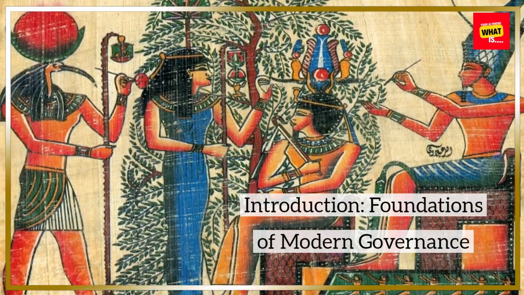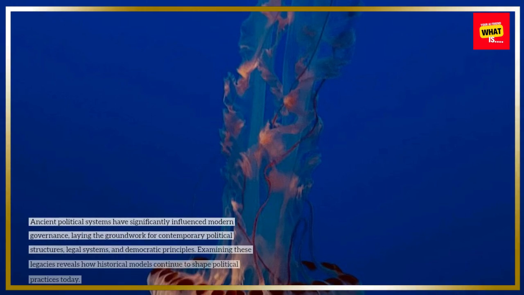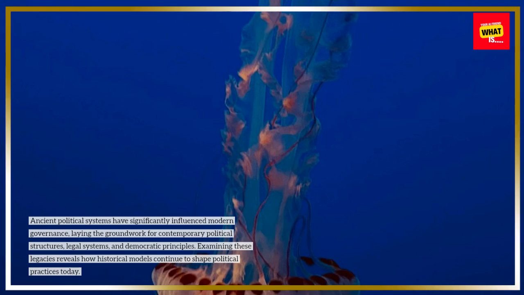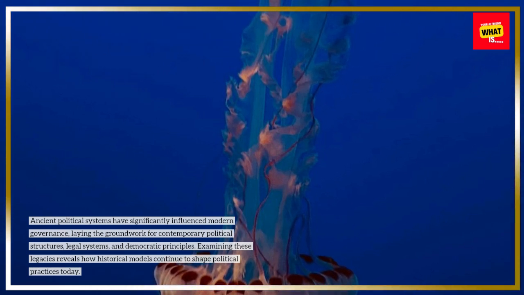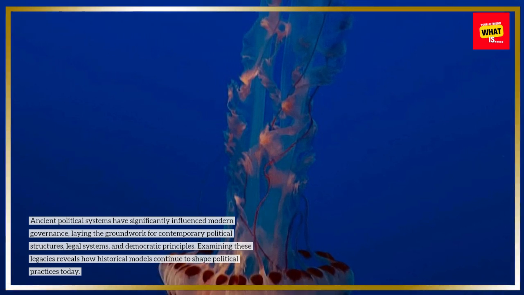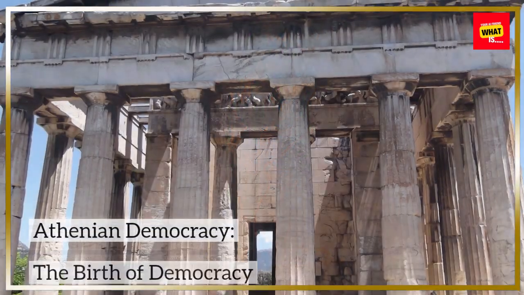Introduction. Foundations of modern governance. Ancient political systems have significantly influenced modern governance, laying the groundwork for contemporary political structures, legal systems, and democratic principles. Examining these legacies reveals how historical models continue to shape political practices today.